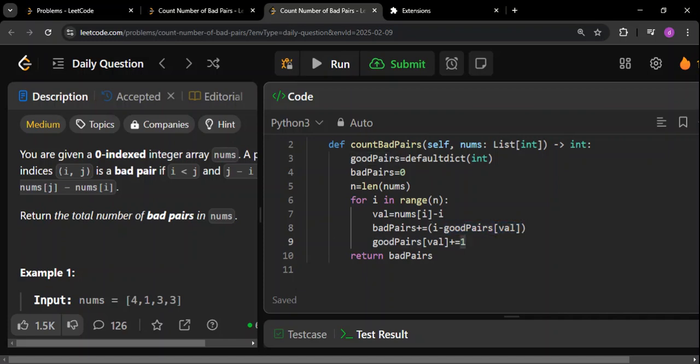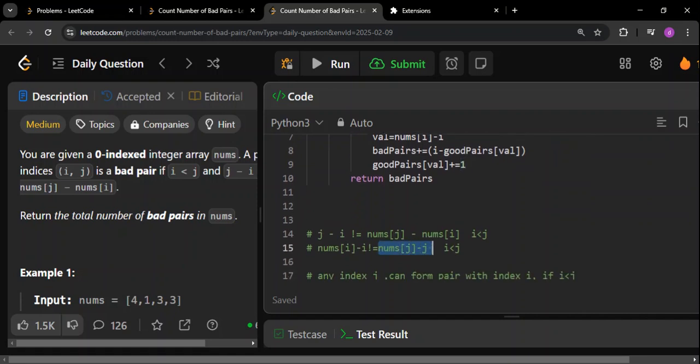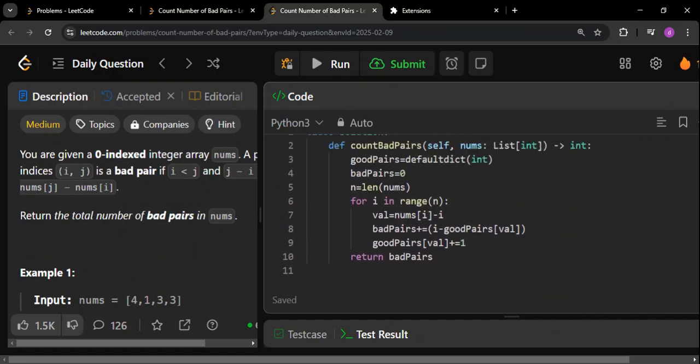That is, how many indexes in the past, which are less than the current index j, when evaluated with this particular expression, resulted in the same value as the current index. Remember, this is the hash map. It will give us the frequency. But it's a default dictionary, which means the default value will be 0. If the value occurred in the past, then it will be a non-zero answer. As simple as that.